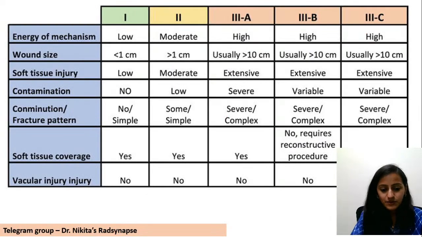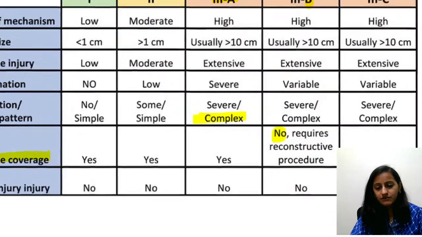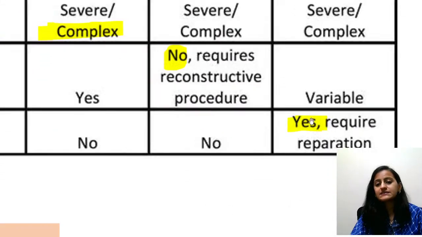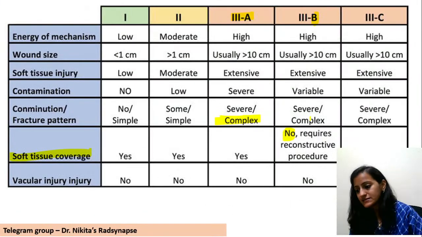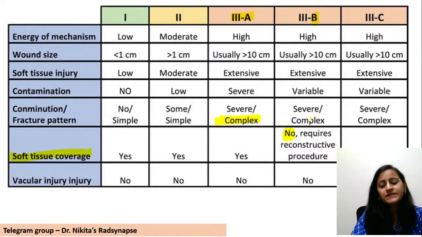So look at this one. Your complex or comminuted fracture starts from type 3. In your 3B, there is no soft tissue coverage. The bone is gone and it requires a reconstructive procedure. Vascular injury is seen in your type 3C. This is the most important thing I want you to remember: 3B is bone gone, and C is circulation, that means a vascular injury is there.